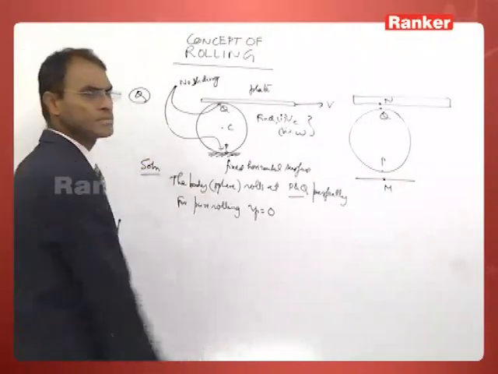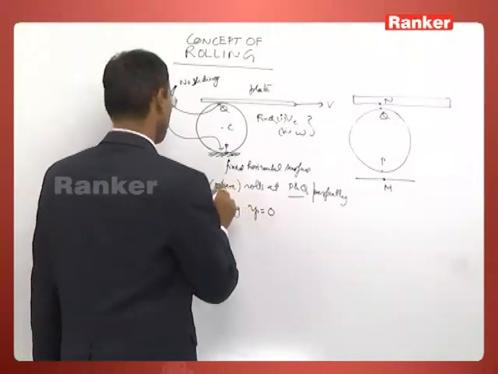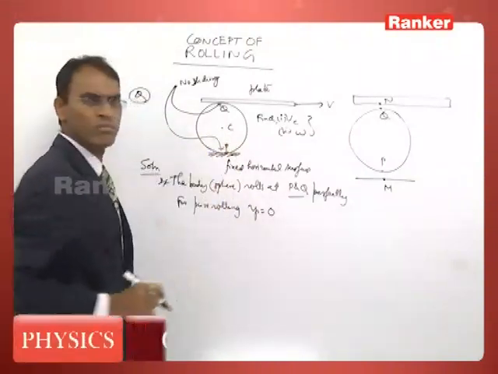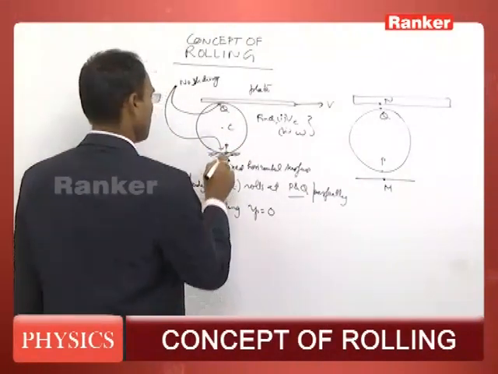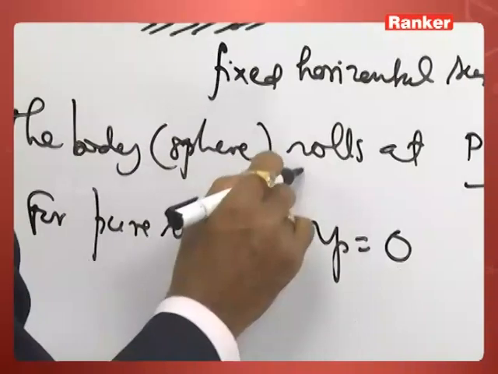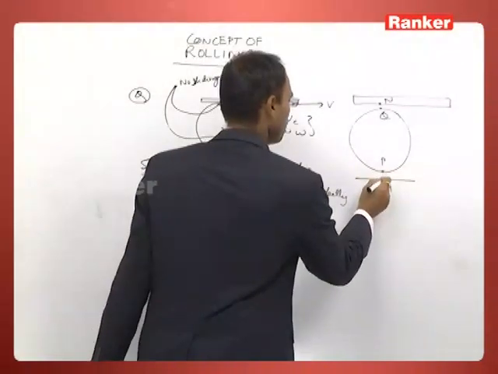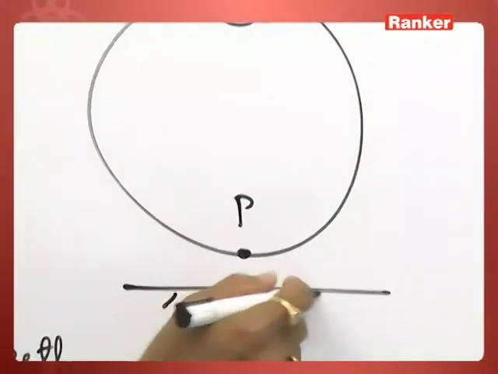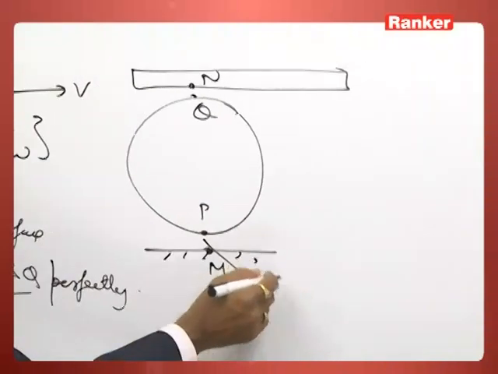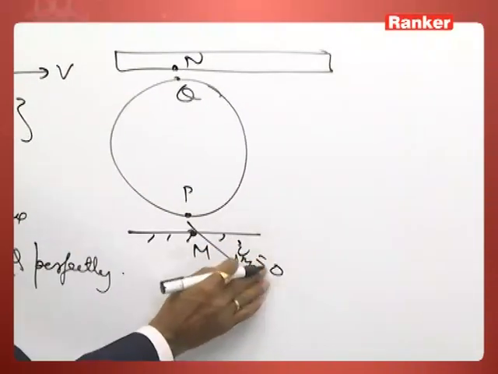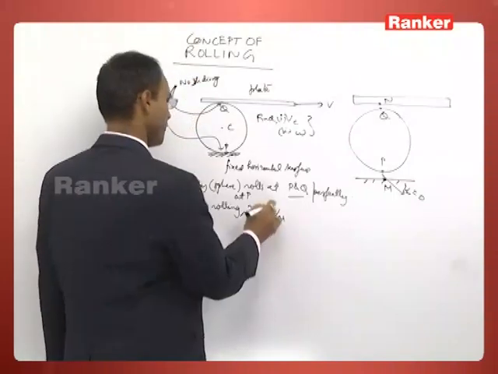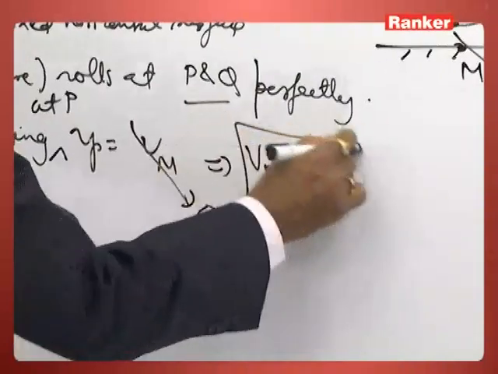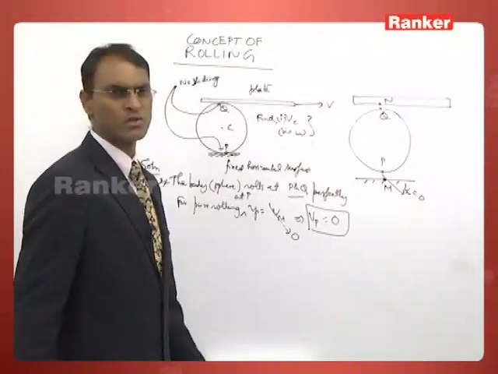Now for solution, for pure rolling, if the body rolls at P and Q perfectly, for pure rolling at P, these 2 points velocities are equal. Vp is equal to Vm, but this surface is fixed. When this is fixed, Vm velocity must be equal to 0. So velocity of M will be equal to 0. Therefore, this point velocity will be equal to 0.